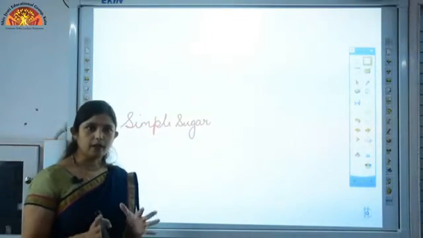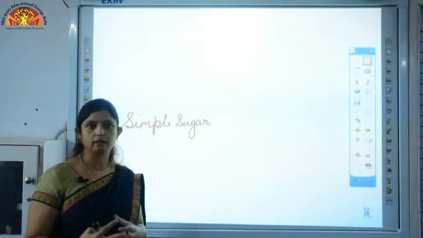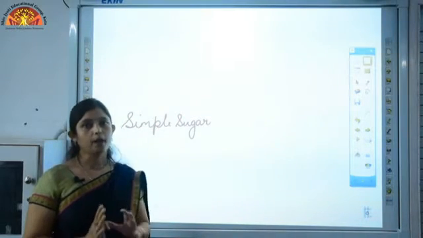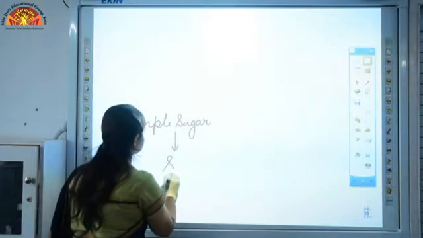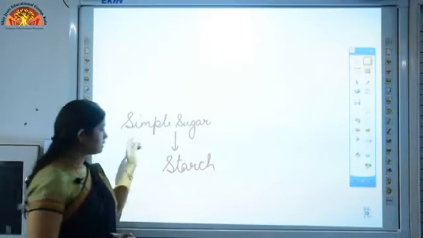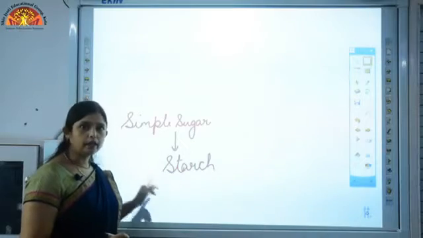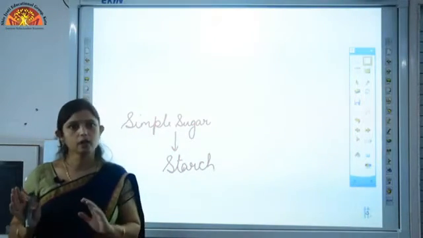So when different parts use these simple sugars, then extra sugars are still there in the plant. So now the plant stores this extra sugar in the form of starch in various parts. So these simple sugars are converted into starch and they are stored in the different parts of a plant.